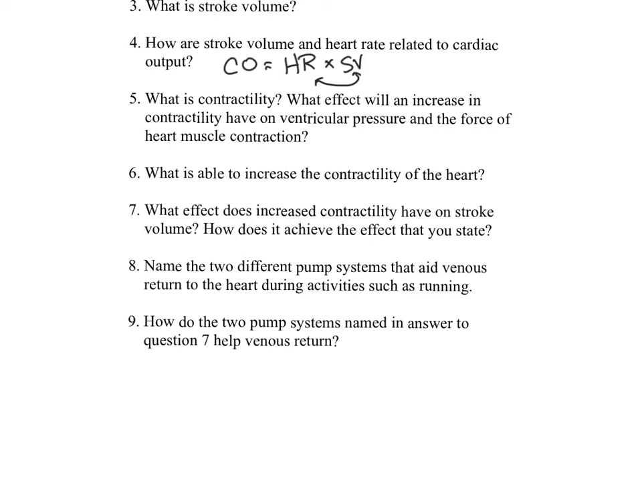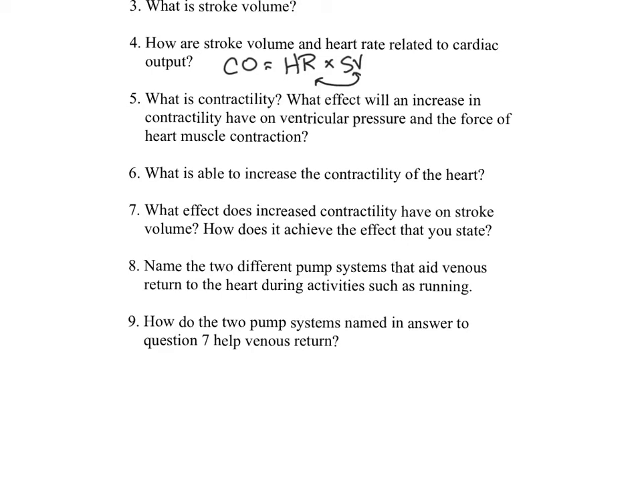So norepinephrine and epinephrine, when they're released from the adrenal medulla and they enter into the blood, then they're hormones, and they can increase the contractility of the heart. So can the thyroid hormone, and so can glucagon. So there's a number of things that can increase the contractility of the heart.